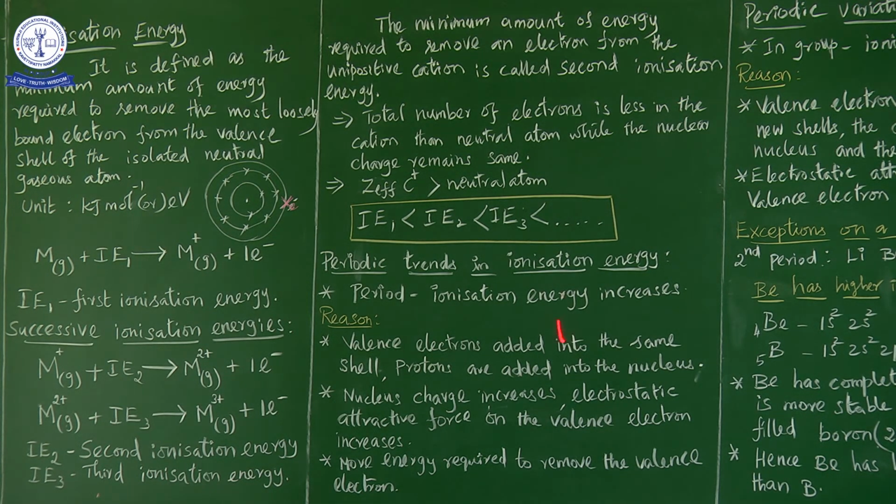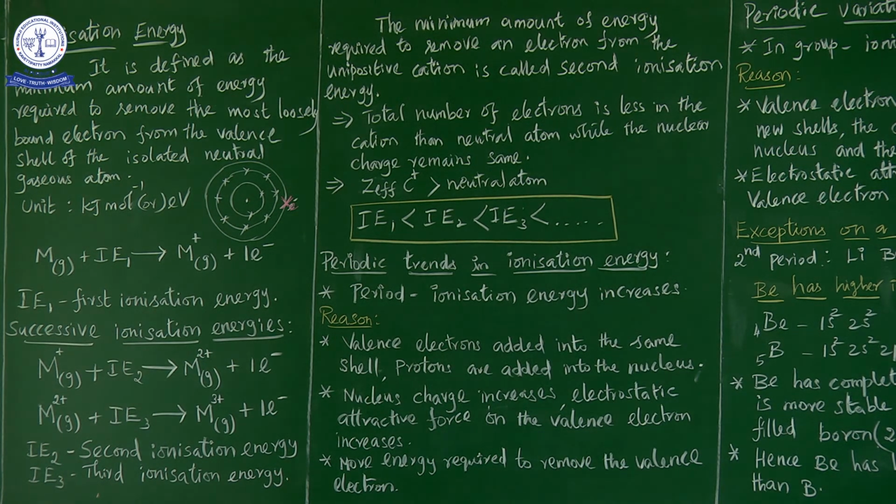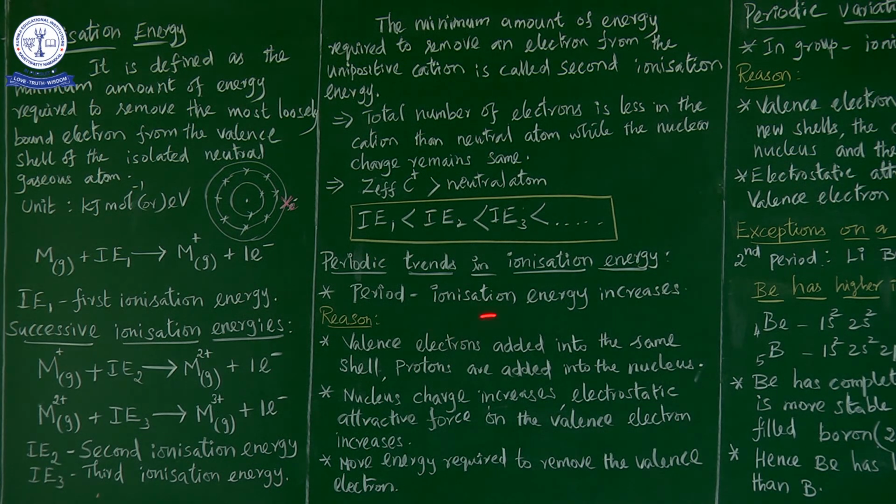So along the period, what is the variation in ionization energy? How does ionization energy vary period wise, and what about group wise? Period means from left to right. As we move from left to right, ionization energy increases.